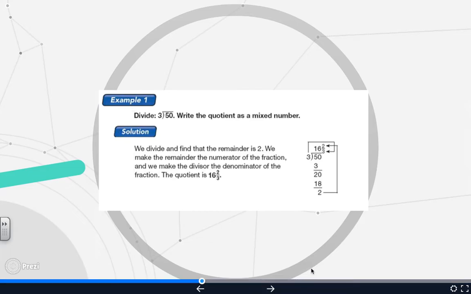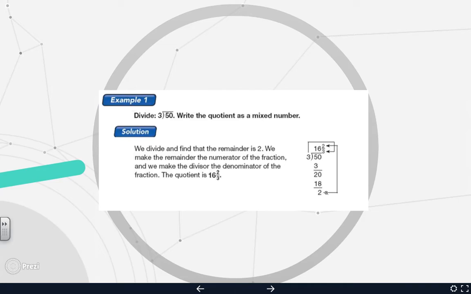Okay, so if we divide 50 by 3, we'll go ahead and do the regular algorithm. 3 goes into 5 one time. 1 times 3 is 3. Then we subtract, and we get 2. We bring down the 0. Then how many 3's go into 20? It's 6. 6 times 3 is 18. Then we subtract, and we have 2, which is our remainder.